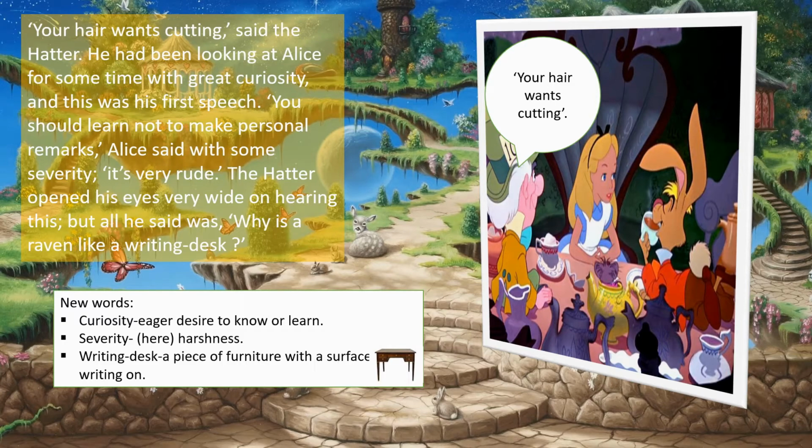New words. Curiosity: eager desire to know or learn. Suavity: here it means harshness. Writing desk: a piece of furniture with a surface for writing on.